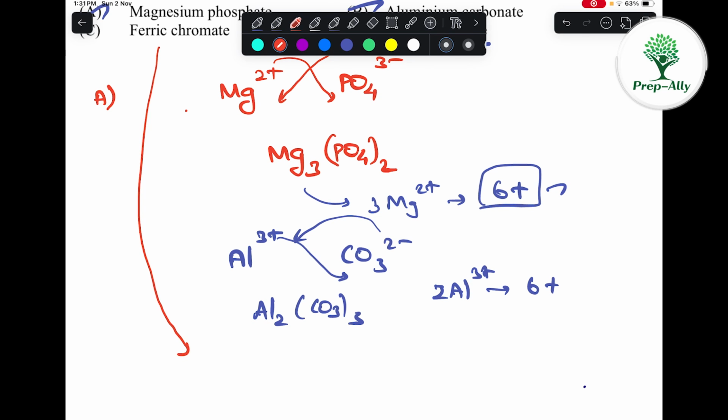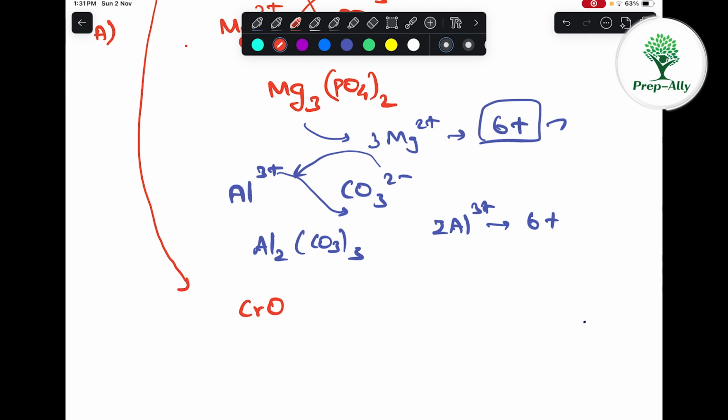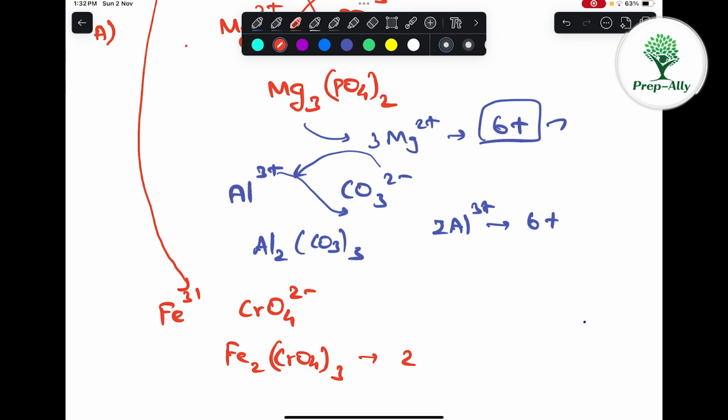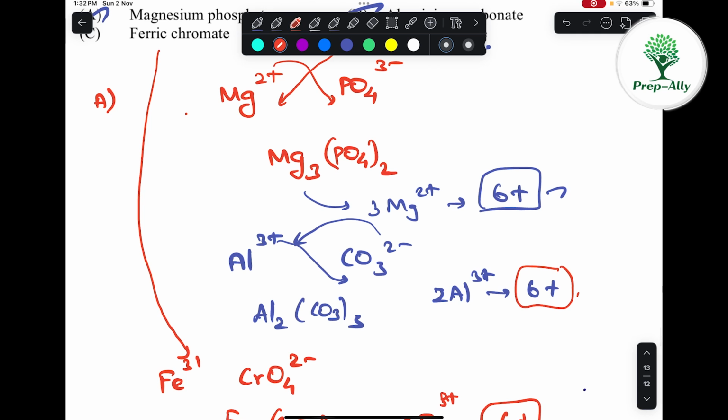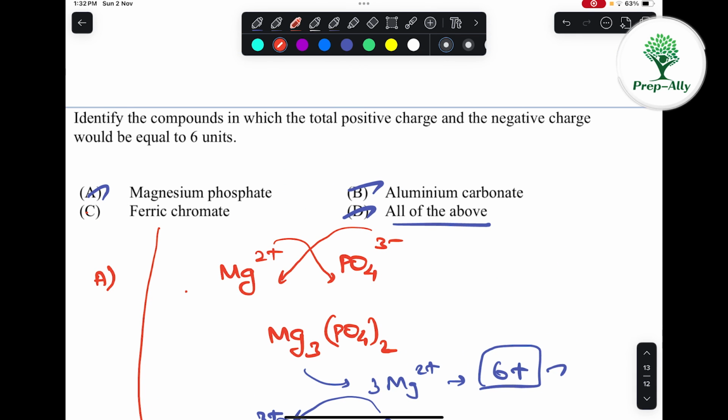And what is ferric chromate? Chromate ion is CrO4 2-, and ferric belongs to Fe3+, ferrous belongs to Fe2+. The lower oxidation state comes with the suffix -ous, okay? So it is the -ic suffix, so it is a higher oxidation state. So this is going to give you Fe2(CrO4)3, which means 2 Fe3+, which is also going to be 6+ charge. So all of them will have 6+ charge, so the answer is going to be D.